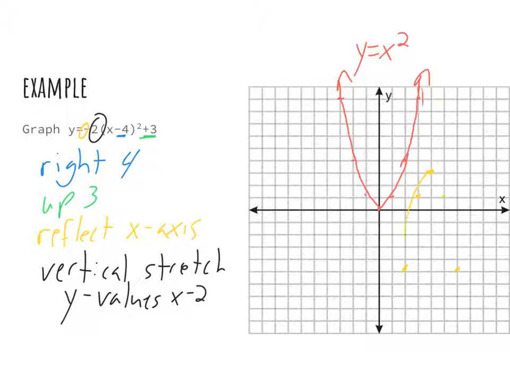Okay, and so our graph is going to look something like this. Okay, so that is going to be our graph of negative 2 times (x minus 4) squared plus 3. You'll notice it's a lot more stretched out vertically, so it's a lot slimmer than the original.